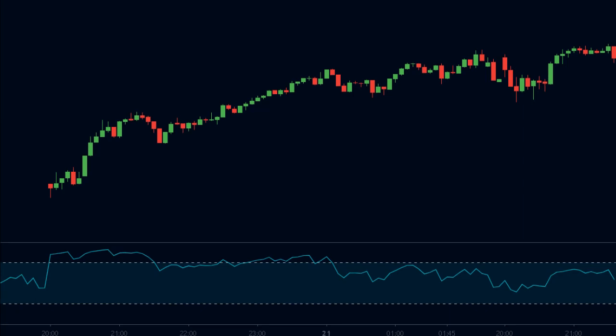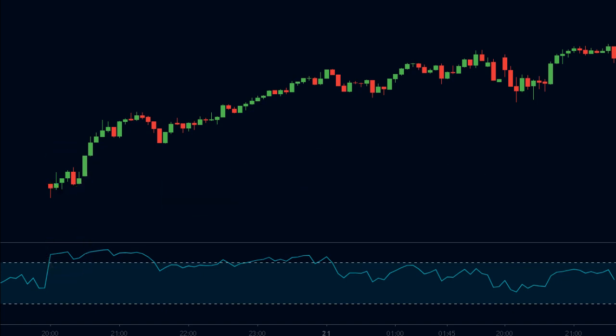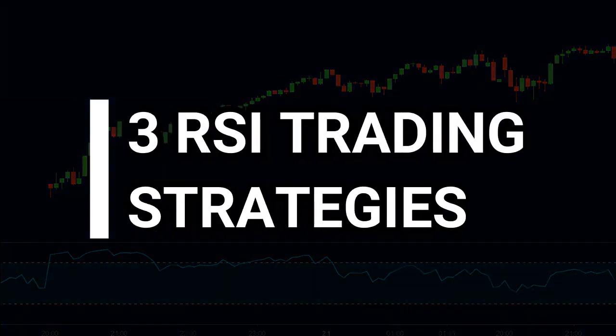Look at this chart. At this point, we see the market is overbought. Had we sold here, we would have incurred a loss, because the market stayed overbought for a long time. Hence, this strategy does not work very well in a trending market. In this video, I am going to be sharing 3 different strategies using the RSI indicator.